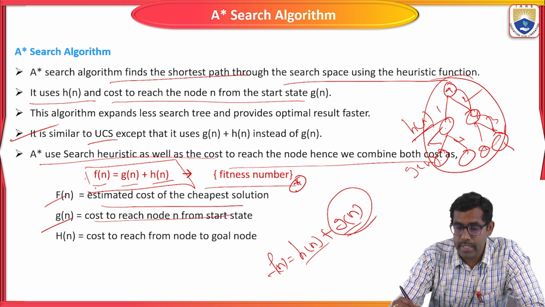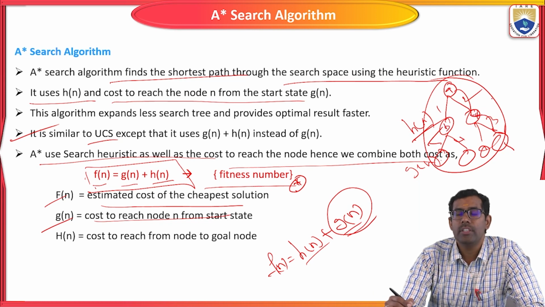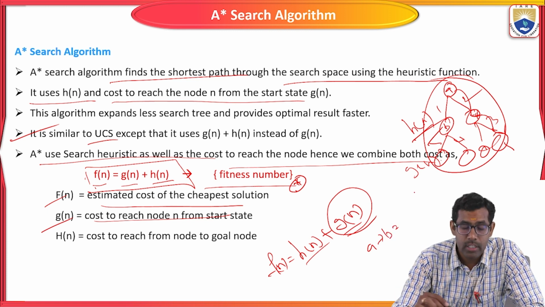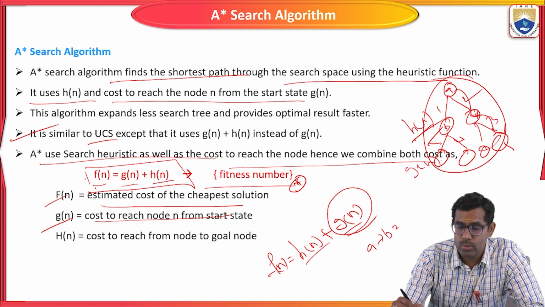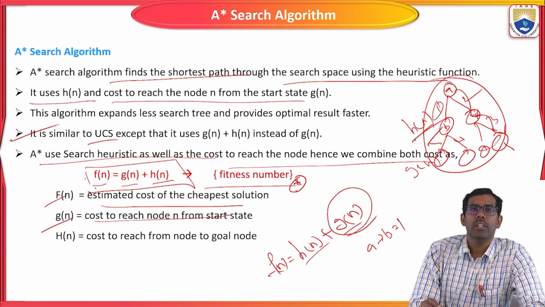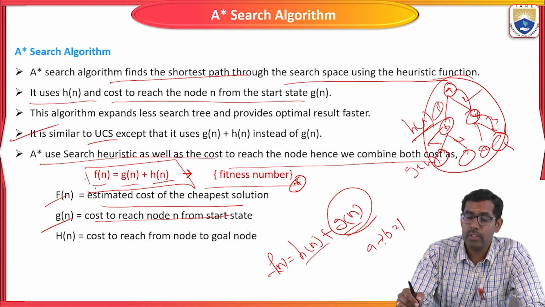For example, this is A, this is B, this is C. Now we are going to take the cost A to B. A to B means, what is the cost of the starting node or starting state? This one, 1. So now we are going to take the cost of the node A to B, which means 1.